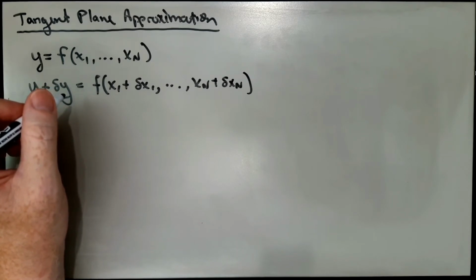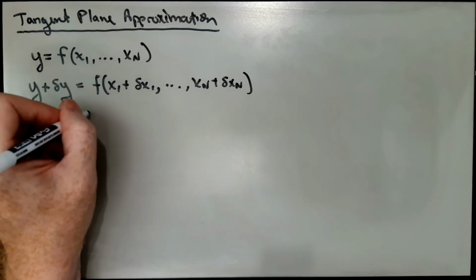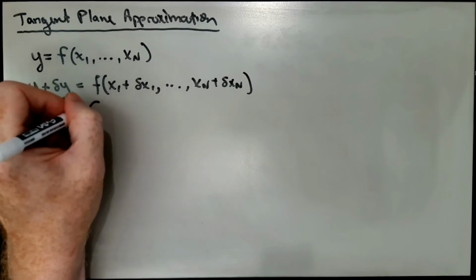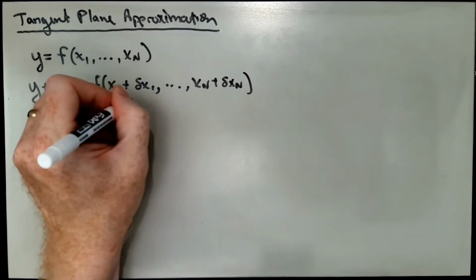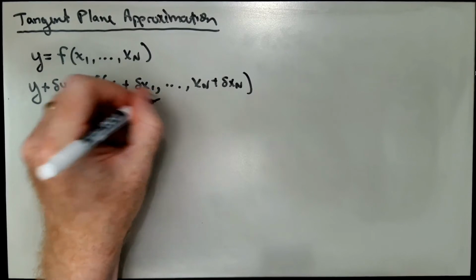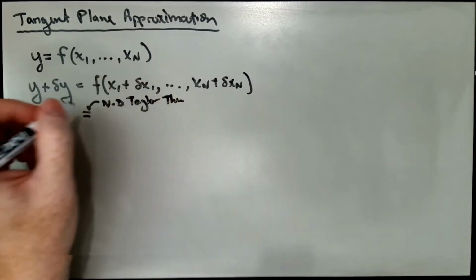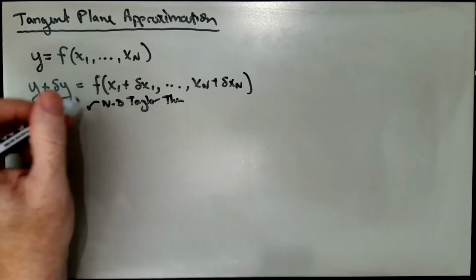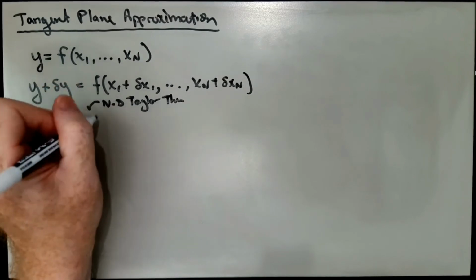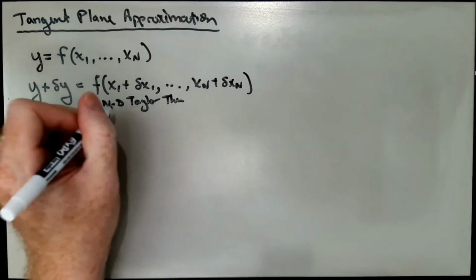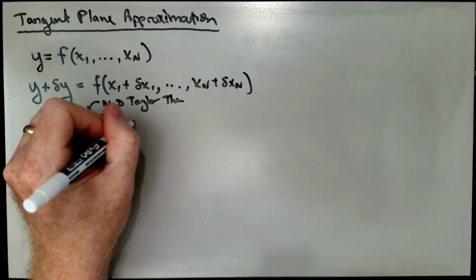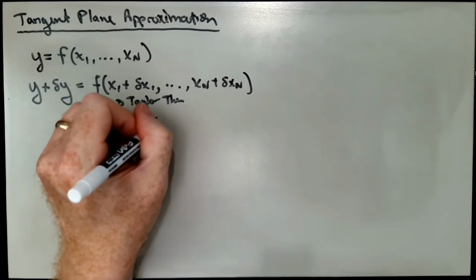you can expand it in an infinite series of powers of x, a polynomial. And so this is going to be equal to, by sort of an n-dimensional Taylor theorem, give myself a little more space here. This is going to be equal to the function evaluated at its original point, x1 up to xn.